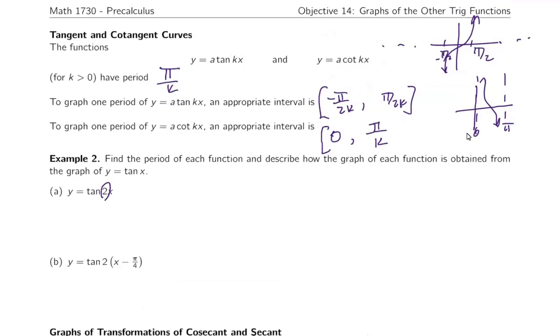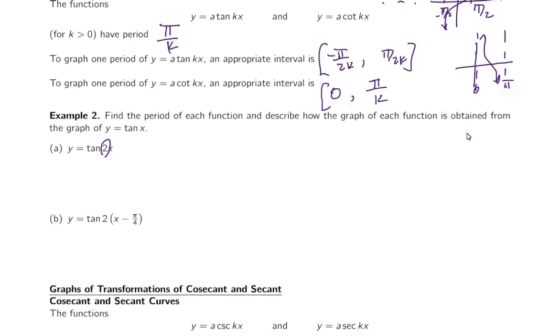And so if my k is big, it's actually going to be a shorter period. And if my k is small, then this is going to be a larger period. So if I have that 2 there, then my new period is going to be pi over 2 instead of just pi. It'll be pi over 2.